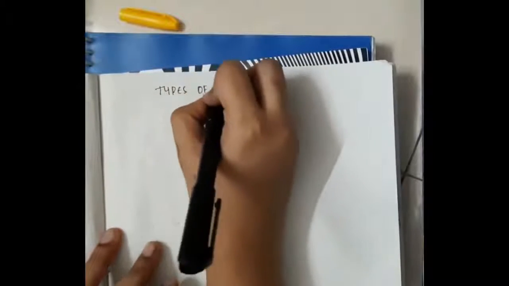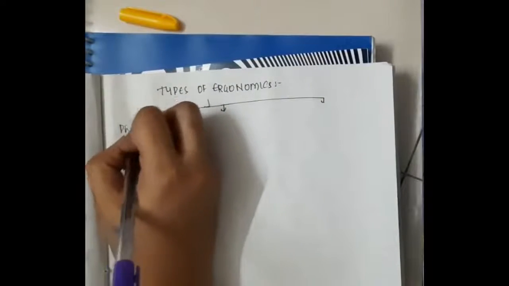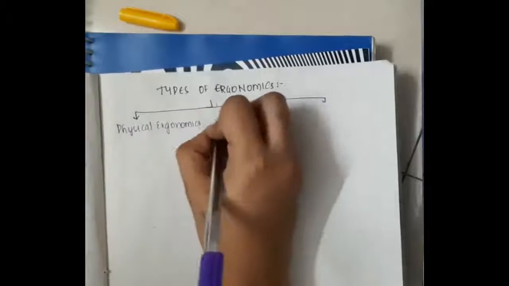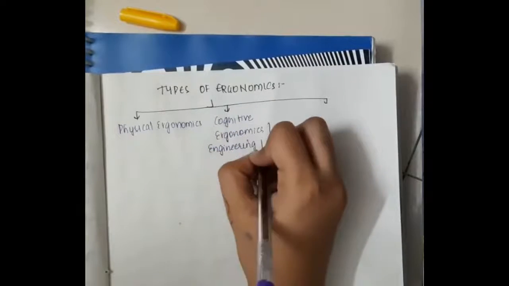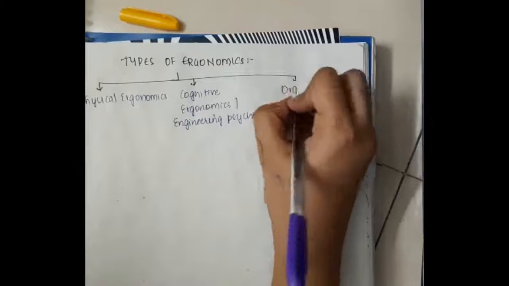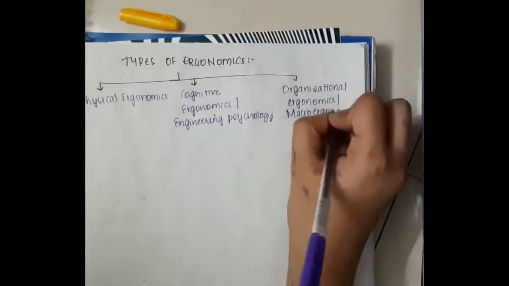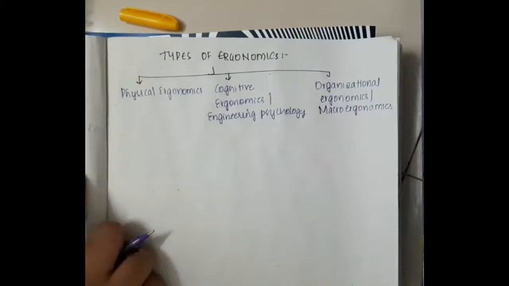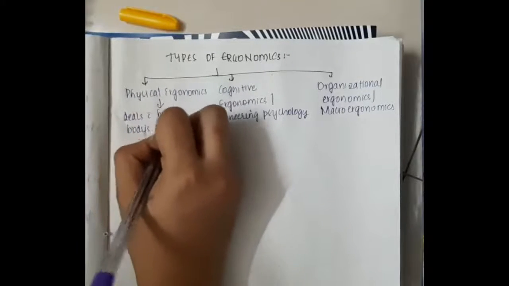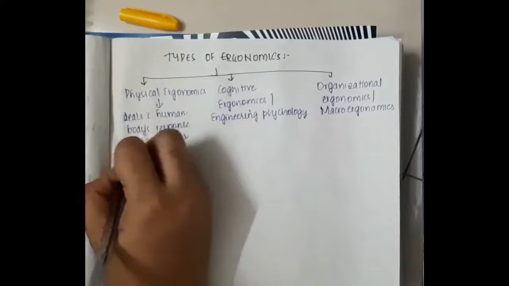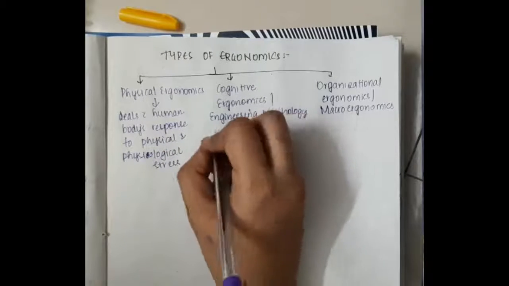Then we have something called types of ergonomics. We have 3 different types of ergonomics, which are physical ergonomics, cognitive ergonomics or engineering psychology, and organizational ergonomics or macroergonomics. Physical ergonomics deals with the human body's response to physical and psychological stress.